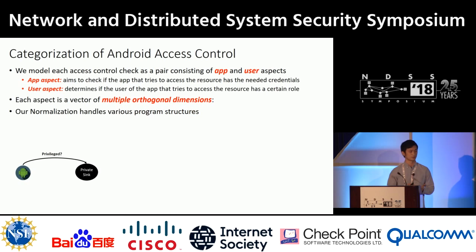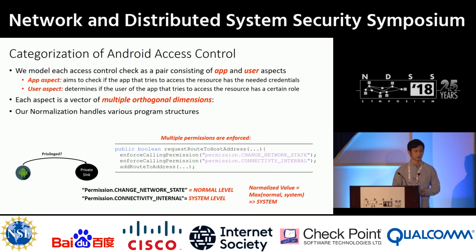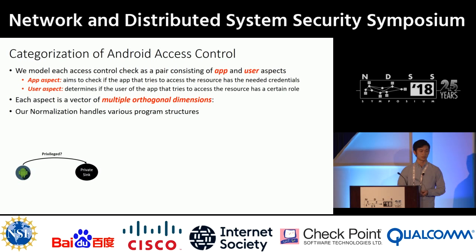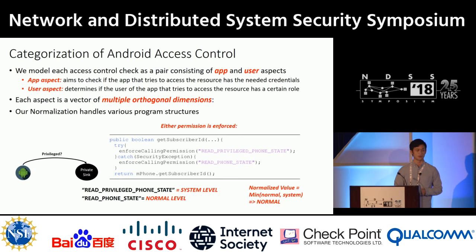Our normalization handles various program structures. For example, if multiple permissions are enforced, here there are two permissions, we intuitively take the strongest one as our normalized value. So for this example, we will have system as our normalized value. In contrast, if either permission is enforced based on a try-catch or an if-else structure, we intuitively take the weakest one as the normalized value. So for this example, one is system, one is normal, and we have the normalized value normal.